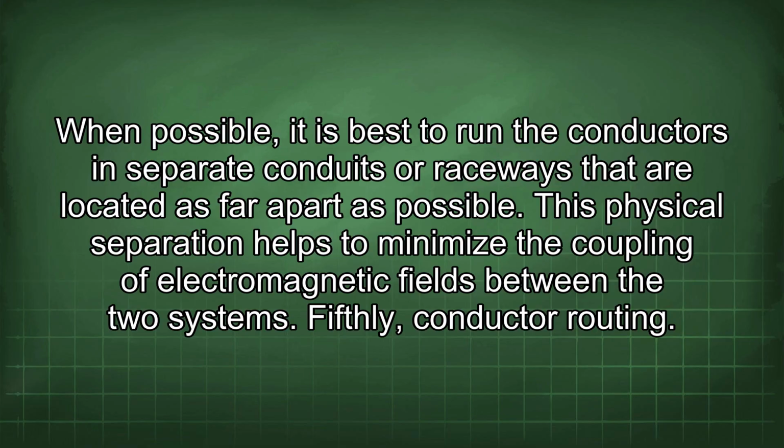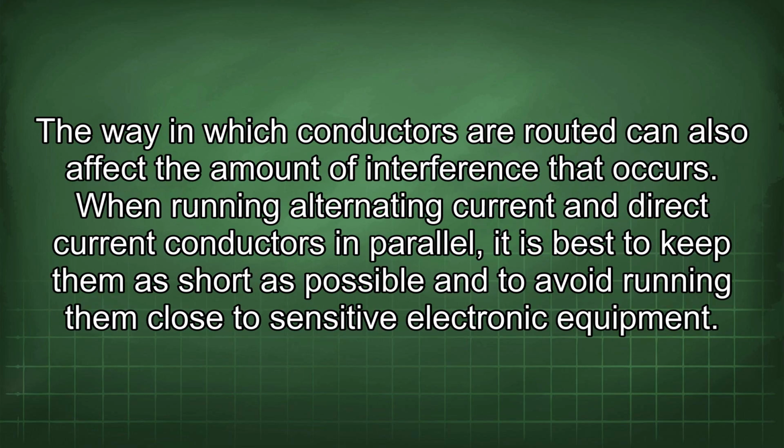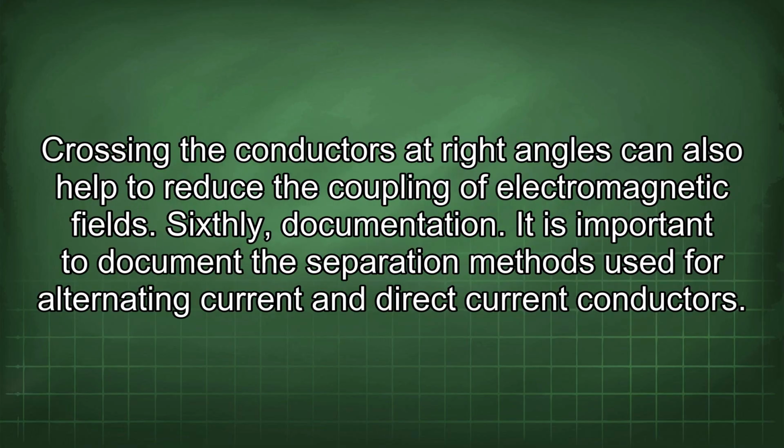Fifthly, conductor routing. The way in which conductors are routed can also affect the amount of interference that occurs. When running alternating current and direct current conductors in parallel, it is best to keep them as short as possible and to avoid running them close to sensitive electronic equipment. Crossing the conductors at right angles can also help to reduce the coupling of electromagnetic fields.